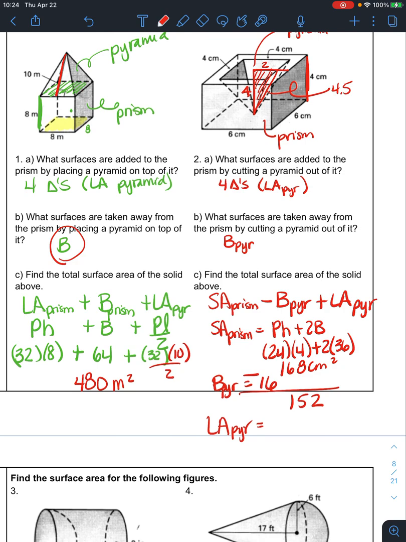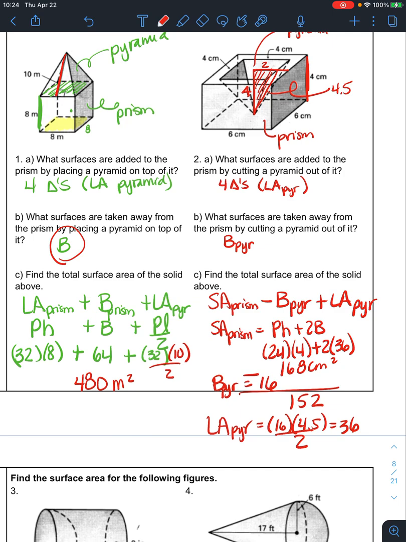So you need the perimeter of the base. It's the perimeter of the pyramid base. So that would be 4, 4, 4, and 4. So that would be 16 times the slant height, which is 4.5, over 2, because that's what the formula says to do. So 16 times 4.5 divided by 2 is 36.